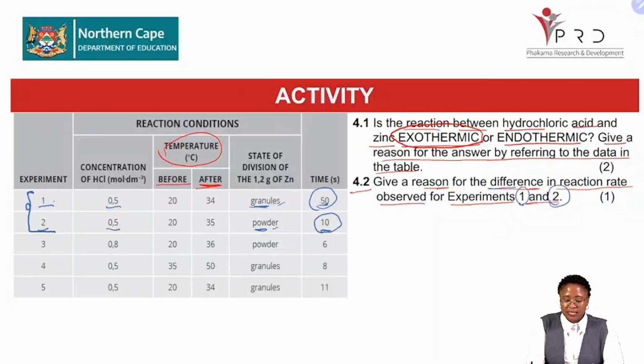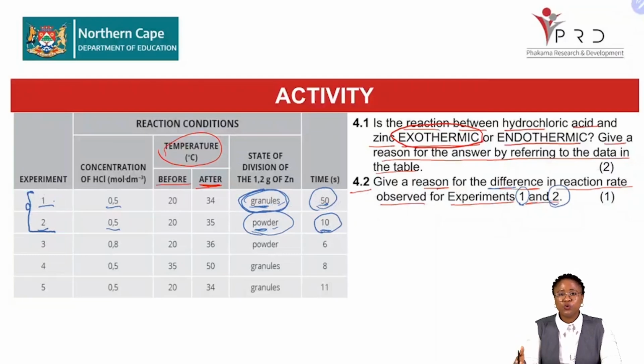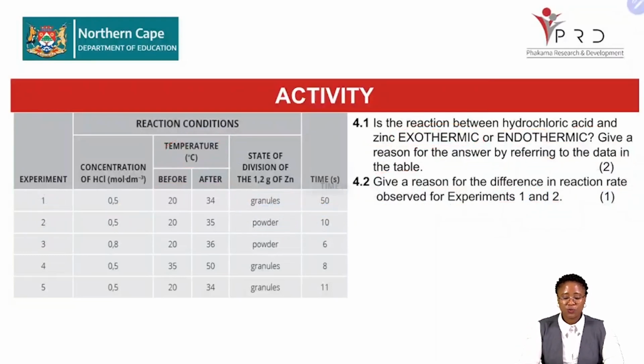And what is the other difference? The difference is that in experiment 1, the surface area is smaller, and in experiment 2, the surface area is larger. So you can say experiment 2 has a larger surface area than experiment 1, and experiment 2 has a faster reaction rate than experiment 1, and that is what makes the difference between the two experiments. I hope we are still together there, guys.